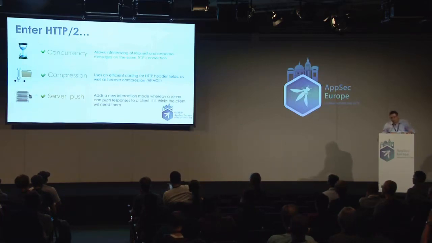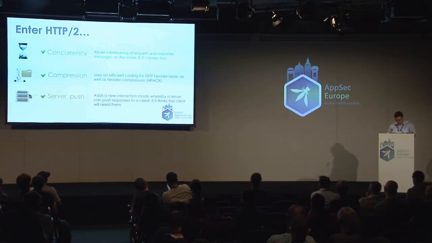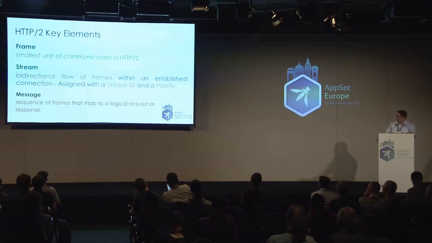Now, if any of you does not feel comfortable with this notion that the server is just pushing stuff to a client that you haven't requested, there's a mechanism in the protocol to opt out. By default, it's opt-in, but within the establishment of the connection, the client can opt out of it. So these are the key elements of the protocol, and the first two are the ones that we need to understand best. Frame is the smallest unit of communication.